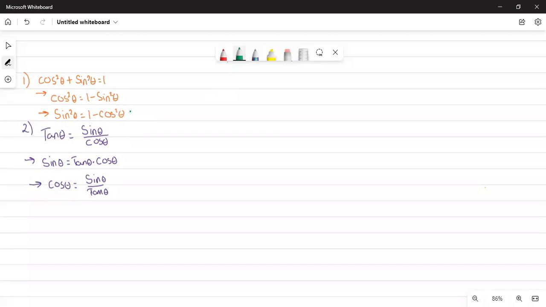So there are two basic formulas. First one is cos square theta plus sine square theta equals 1, and by this formula we can derive the formula for cos square theta, which is equal to 1 minus sine square theta, and for sine square theta it is equal to 1 minus cos square theta.